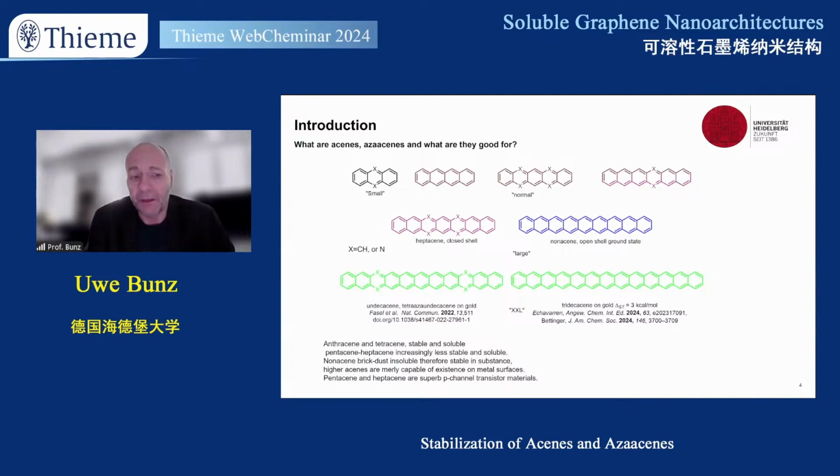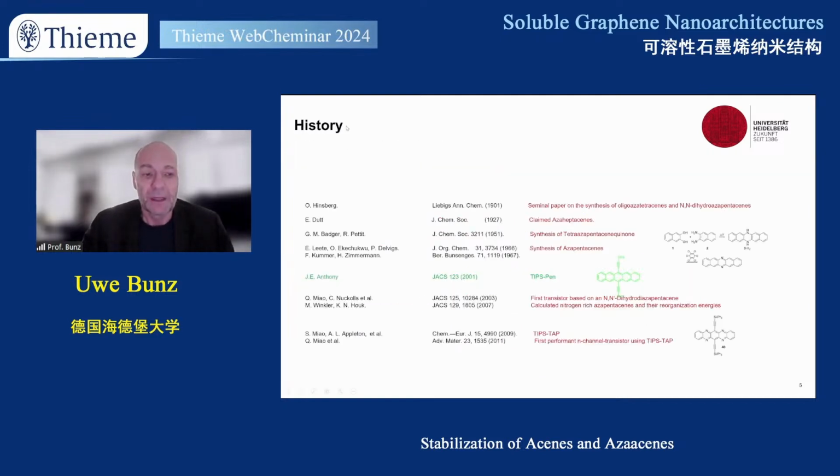Heteroacenes are acenes where you have, instead of a CH group, a pyridinic nitrogen, which helps to stabilize these materials considerably. If we go into the history here, particularly of the heteroacenes, they are actually older than the acenes. And Hinsberg was the first person who actually described tetracenes in great detail and very well.